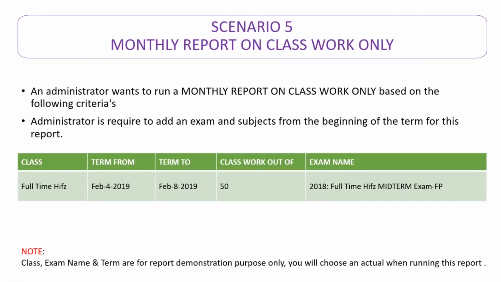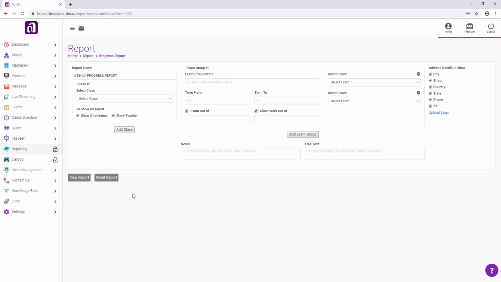Now let's look at the last scenario where an administrator would like to report on the monthly progress for the classwork only. An administrator is required to add exams and the subjects right from the beginning in order to be able to generate this report. So the criteria for this scenario would be the class of your choice, the term, and then the classwork out of, which could be any weight that you would like to drop, and 1 or 2 exams that you would like to include, from which we will be fetching the subjects to report on the classwork. So let's generate the weekly progress report.